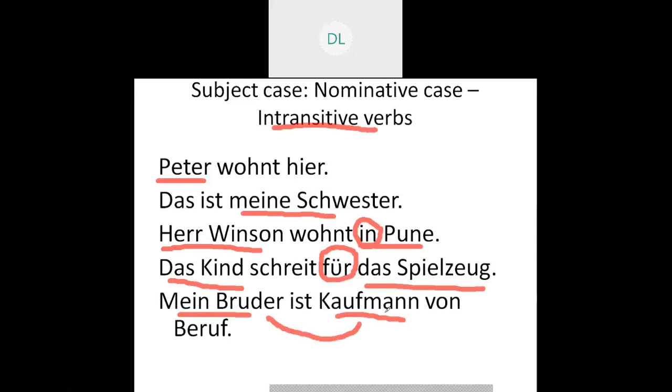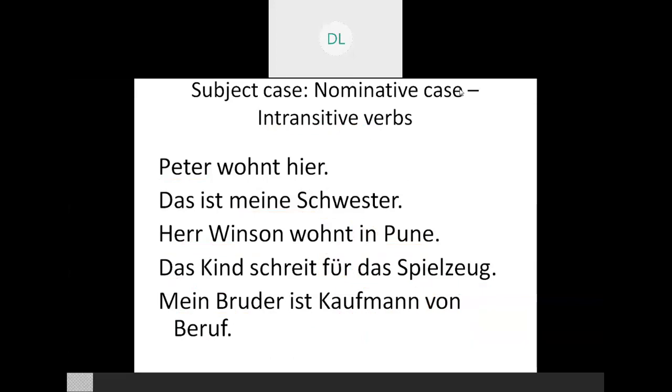And when I come to the last part, that is von Beruf, Beruf is a noun, but very important, before Beruf I have a preposition. And when I have a preposition before the noun, then I do not come into the category of subject and object. So these were a few examples about the subject case, that is nominative.